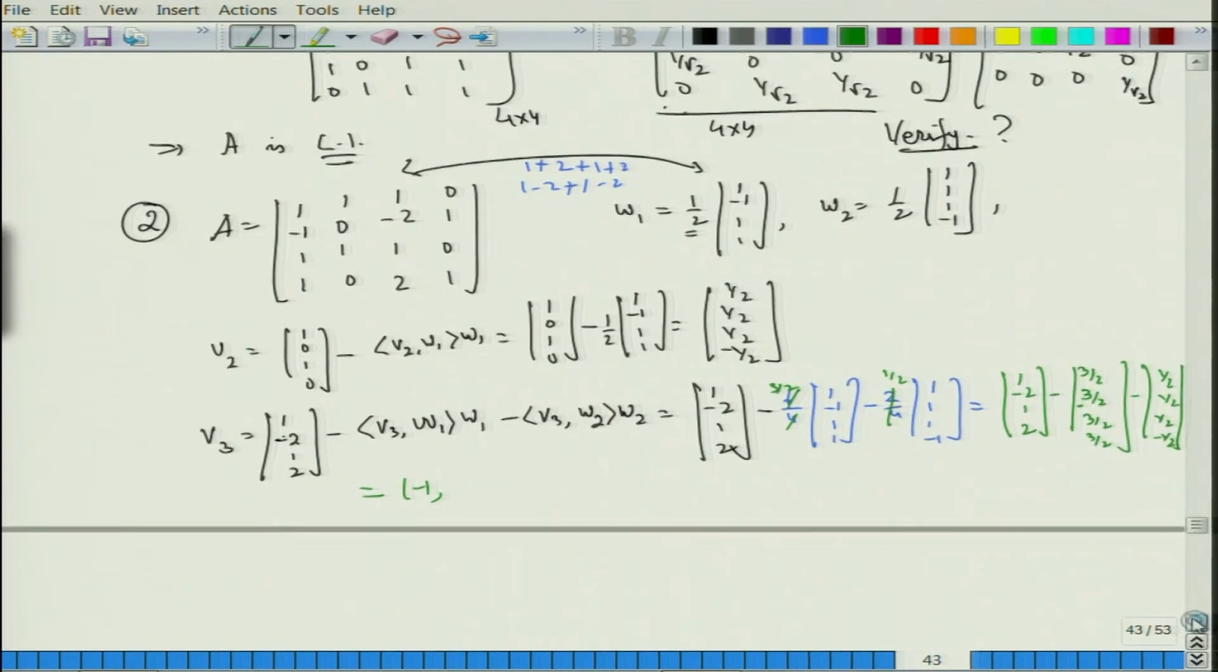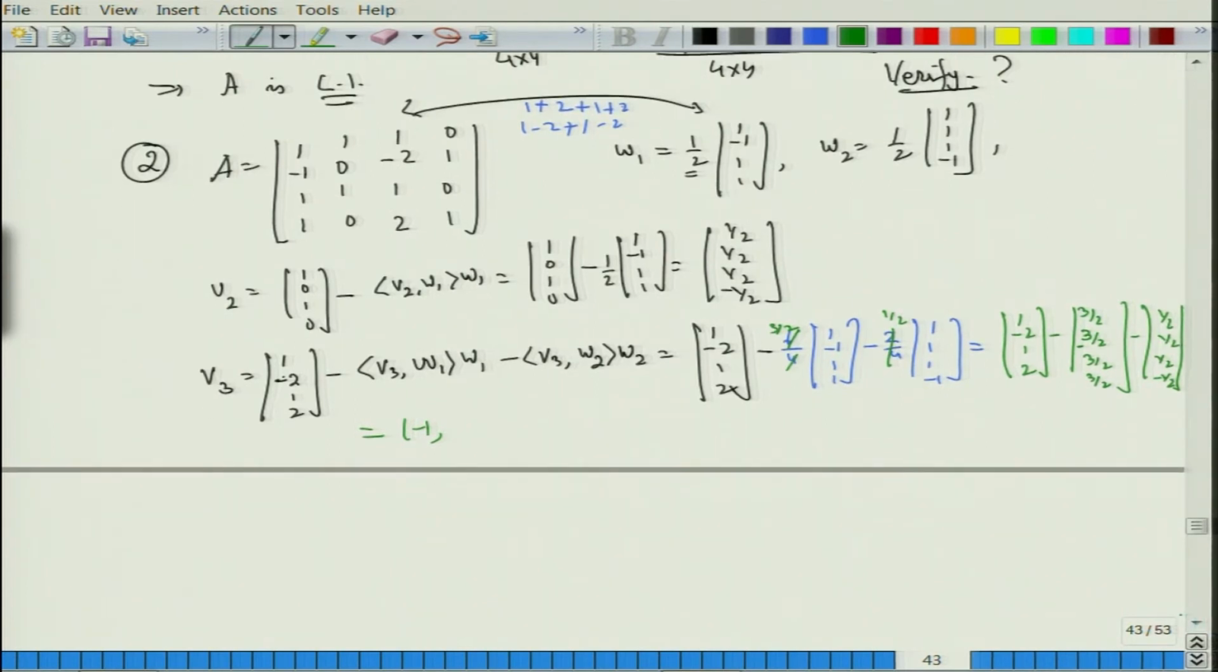So, let me do it again, I think, as usual. So, I wrote it correctly, I think, 1 minus 2 1 2, fine. So, I have to look at the inner product of 1 minus 2 1 2 with 1 minus 1 1 1 times 1 minus 1 1 1 divided by 4. So, this is 1 here plus 2 plus 1 plus 2, which is 3 by 2.